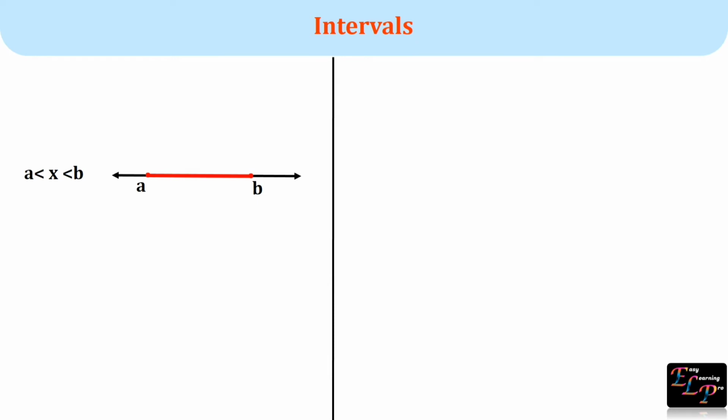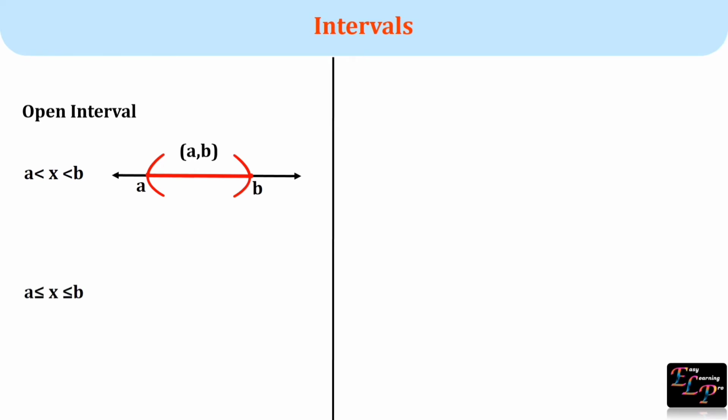Since x is greater than a, point a is not included, so we represent it with a curved brace. Similarly, x is less than b without including point b, so we represent it with a curved brace. And the interval is written as a and b within curved braces. This is called an open interval. Since end points are not included, it is called an open interval.